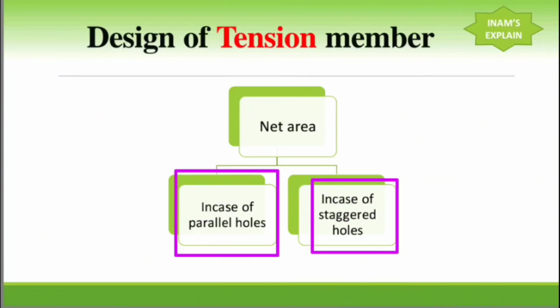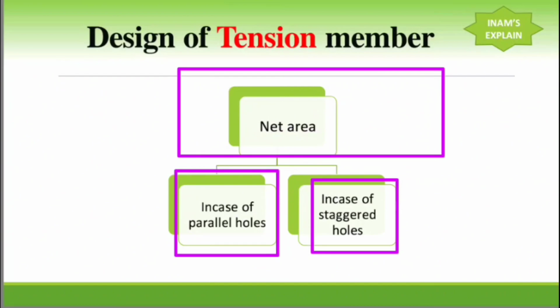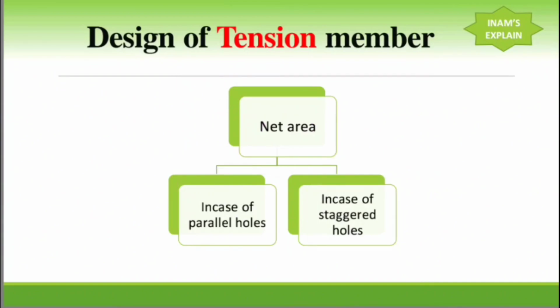Why do we provide staggered holes? When the length of the weld is not sufficient to provide the holes in parallel condition, then we use the holes in staggered condition. Meaning if this is a member, we provide the holes in this manner. These are the holes, provided in this pattern, not in parallel condition. So what will be the net area in case of parallel holes and in case of staggered holes?